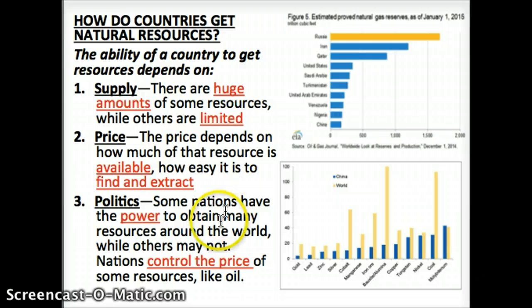And the third one is politics. So some nations have more power and money to get more resources and others might not. Some nations, and this is a graph that kind of shows you where natural gas comes from. Russia has the most natural gas, and also some Middle Eastern countries have a lot of these fossil fuels. So these nations that have these natural resources on their land, they control the price of the resources and they can sell them to other countries for their use.